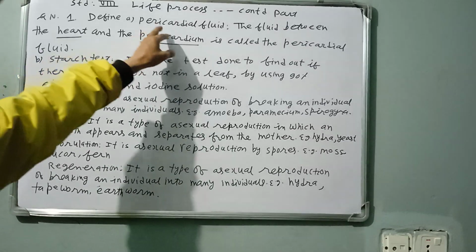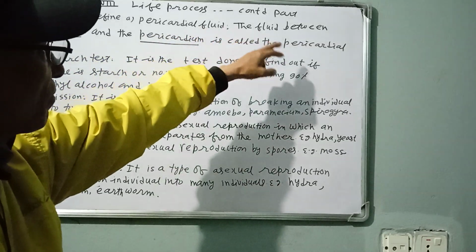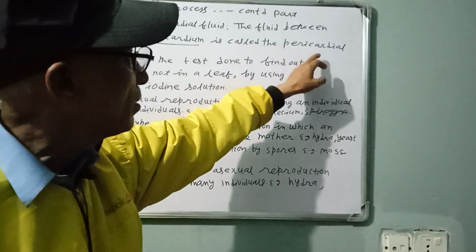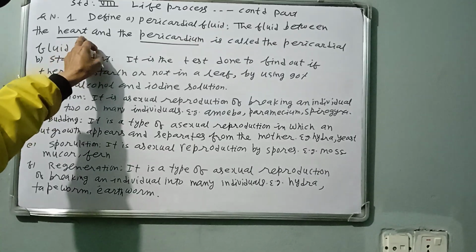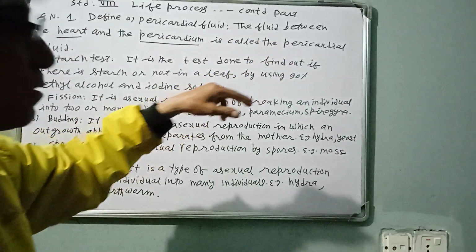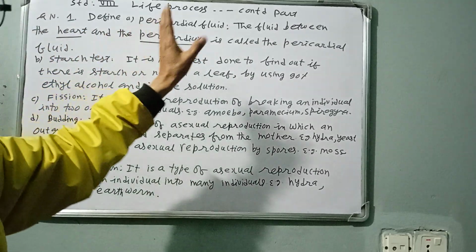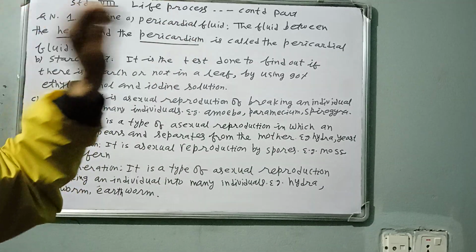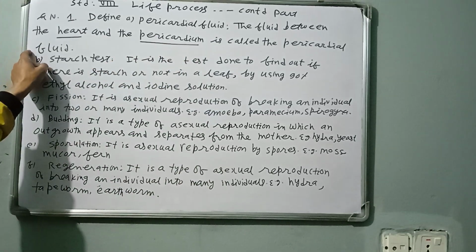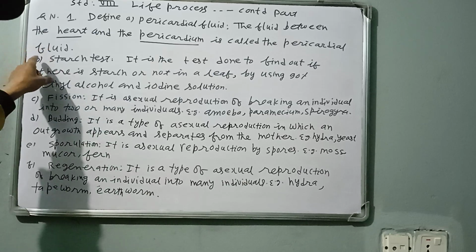Define the following terms. Pericardial fluid. You see, fluid means liquid. The fluid between the heart and the pericardium is called the pericardial fluid. The fluid found between the heart and the pericardium. See, I have underlined heart and pericardium. Can you say the fluid between the heart and pericardium is called the pericardial fluid. Its main function is to decrease the mechanical injury.